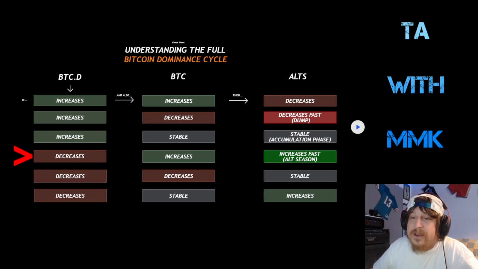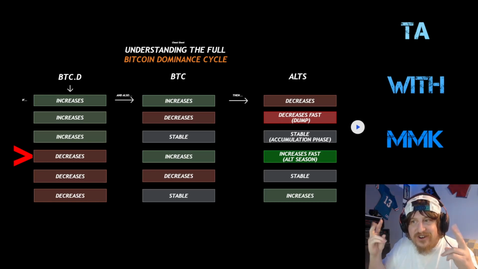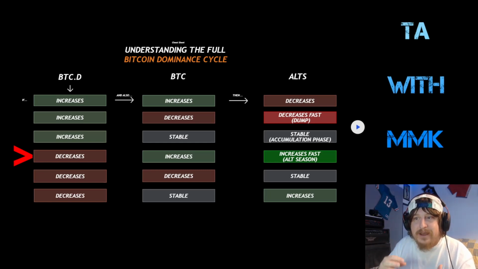Scenario 4, Bitcoin dominance is decreasing while Bitcoin itself is increasing. This is the best case scenario in crypto. It means the altcoins are going up really fast, or what we refer to as an altcoin season. Well, to make sense of this, think of it this way. People are buying Bitcoin, so money's coming into the market and they're buying Bitcoin. That's why the price is increasing.